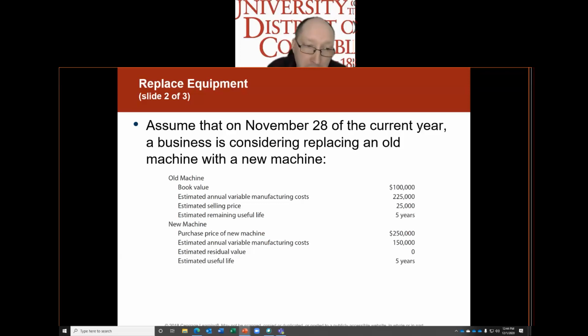Our old machine that we want to replace has a current book value of $100,000. Its estimated annual variable cost is $225,000. I can sell it for about $25,000. It has a remaining useful life of 5 years. Okay, that's our old machine. If I replace that old machine with a new one, the purchase price of the new machine is $250,000. Variable cost $150,000. There's no residual value. Estimated useful life 5 years.